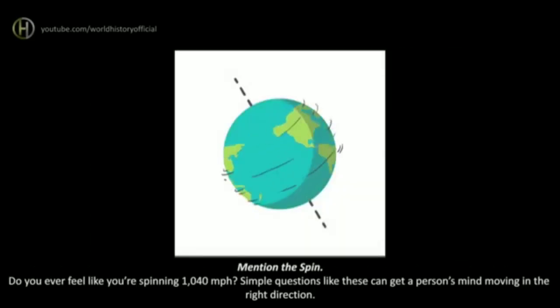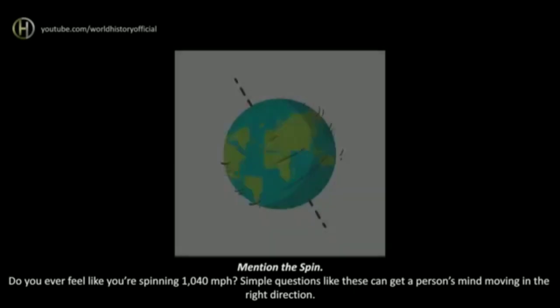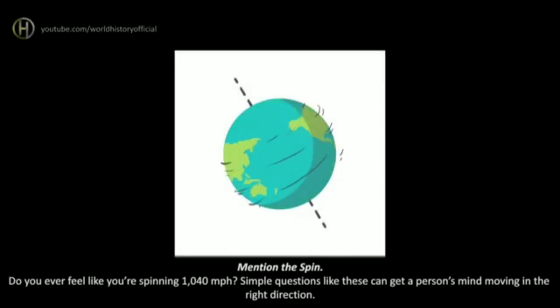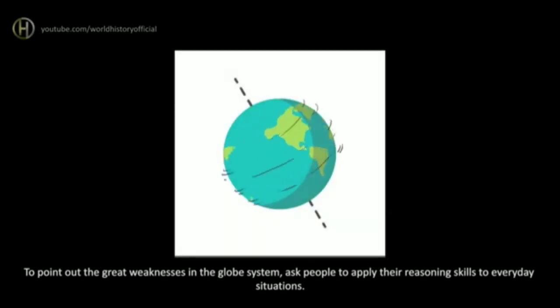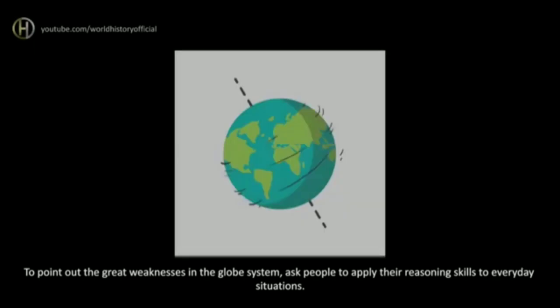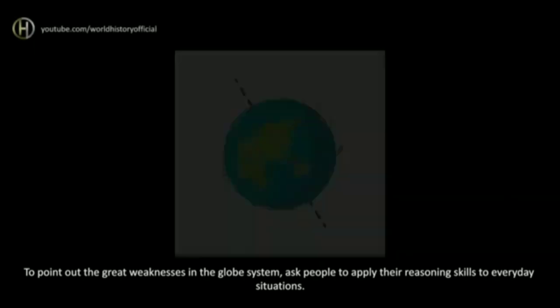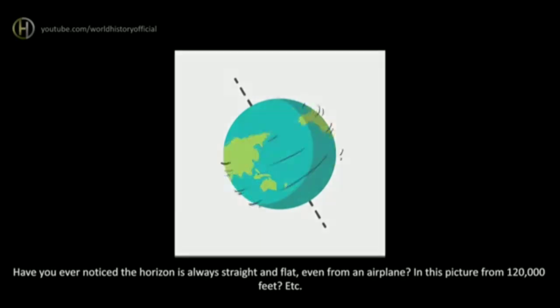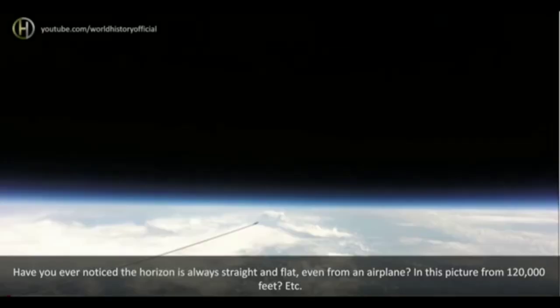Mention the spin. Do you ever feel like you're spinning 1040 miles per hour? Simple questions like these can get a person's mind moving in the right direction. To point out the great weaknesses in the globe system, ask people to apply their reasoning skills to everyday situations. Have you ever noticed the horizon is always straight and flat, even from an airplane? In this picture from 120,000 feet, etc.